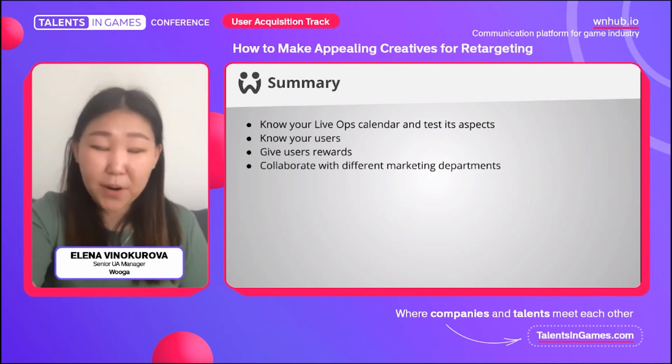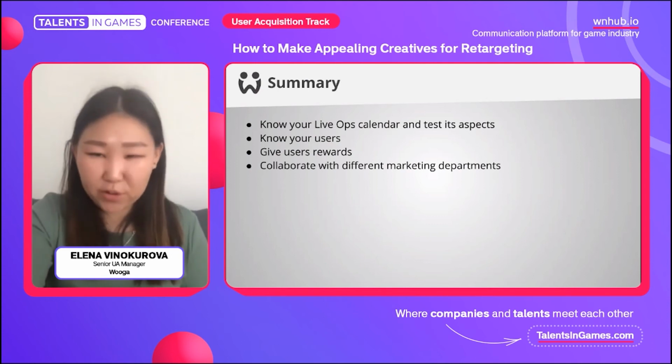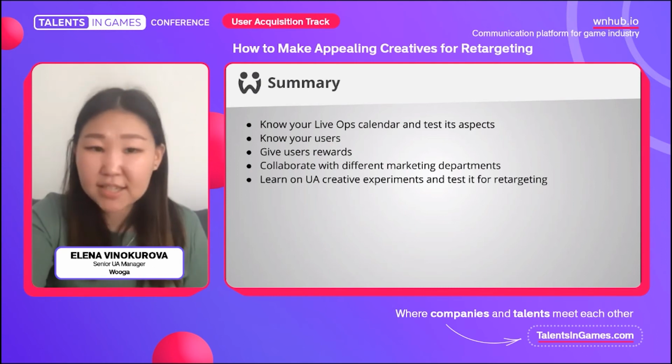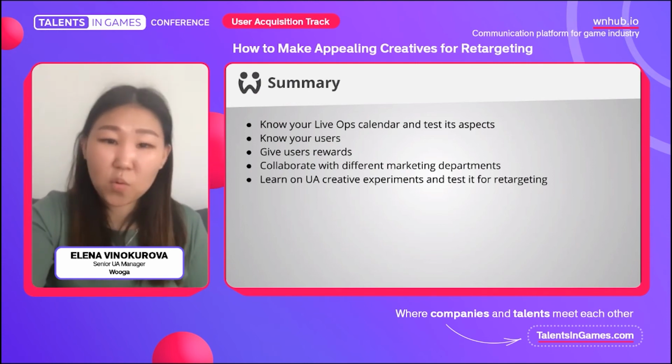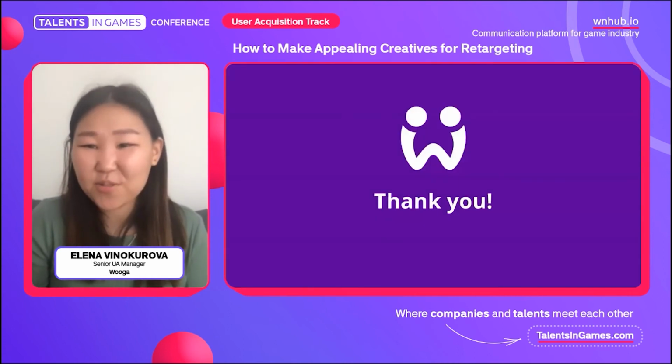Collaborate with different departments. It's always good to know what works on the other side of the big marketing engagement strategy, and you can always learn from it. And as I said, the UA side probably has a lot of A/B tests going, and you can test a similar approach, or some of the best ones, on the retargeting side as well. So it was, I think, a pretty short talk. Thank you all for being with me.